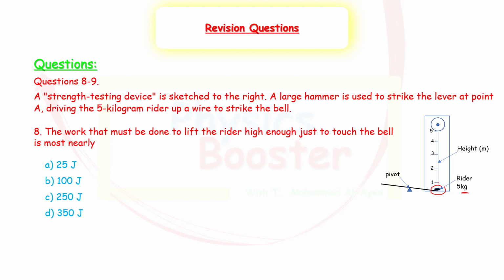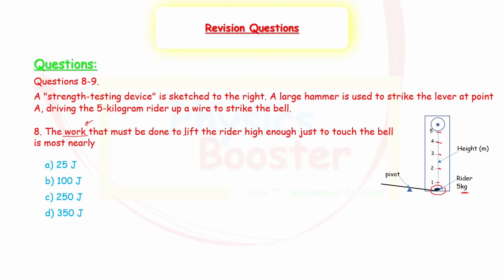Now, this is an indication of how high it's above the ground. We have 1, 2, 3, 4, and finally the highest point is at 5 meters. Now, it's asking me the work that must be done to lift the rider high enough just to touch the ball is most nearly. Well, we can either use the work equation or the energy equation.